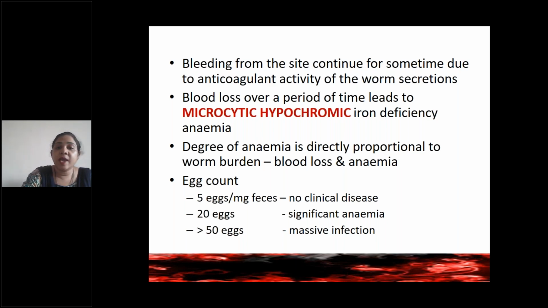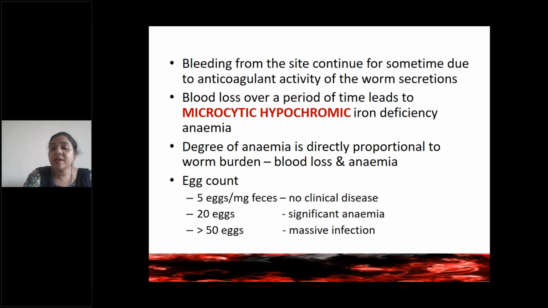Because of the anticoagulant activity of the worm, blood loss over a period of time leads to microcytic hypochromic iron deficiency anemia. The degree of anemia is directly proportional to the worm burden and blood loss. So what is the major manifestation of a worm infection? Here, anemia is the major manifestation. What type of anemia? Microcytic hypochromic anemia. Why anemia?